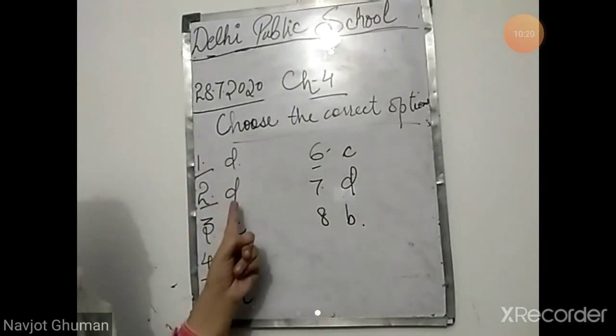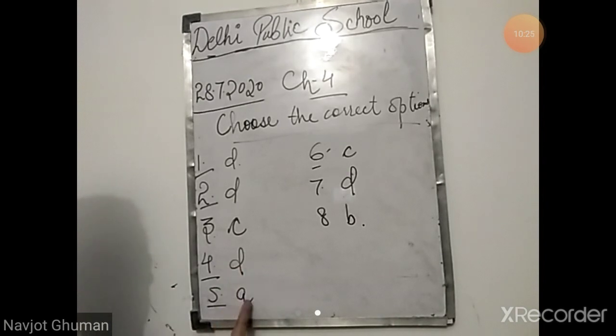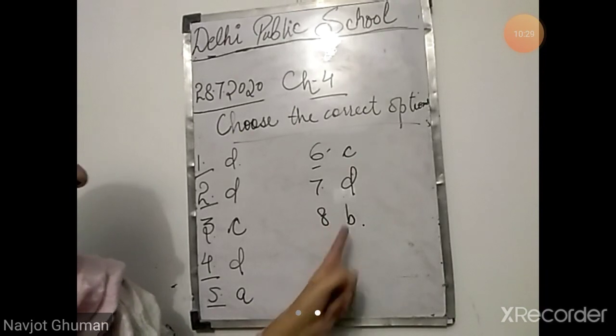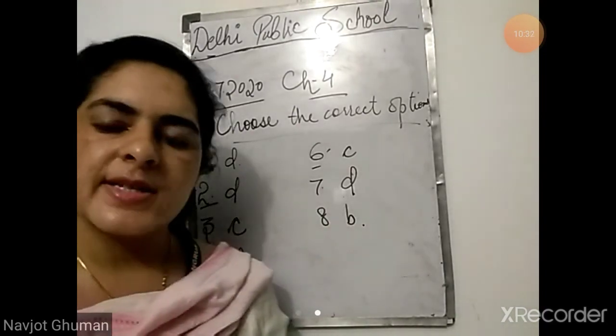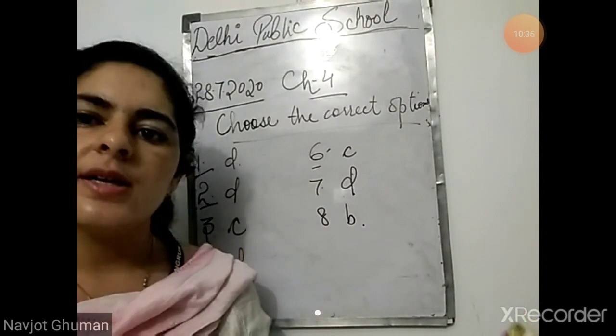First D, second D, third C, fourth D, fifth A, sixth C, seventh D and eighth B. So it's enough for today. Next I'll give 2 examples that we'll do in the next lecture.